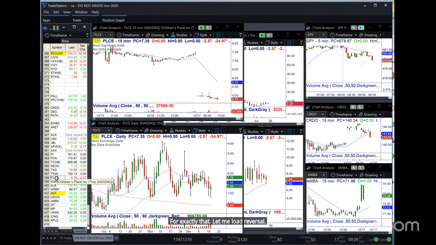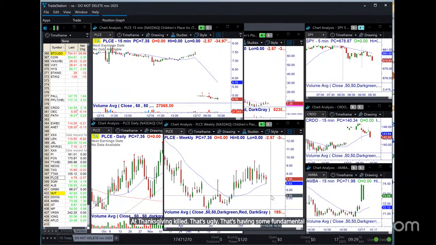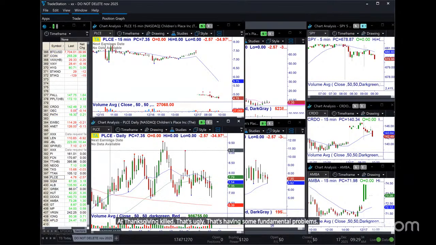And Place had earnings, or lack thereof. That thing's getting killed. That's ugly. That's having some fundamental problems. No interest.